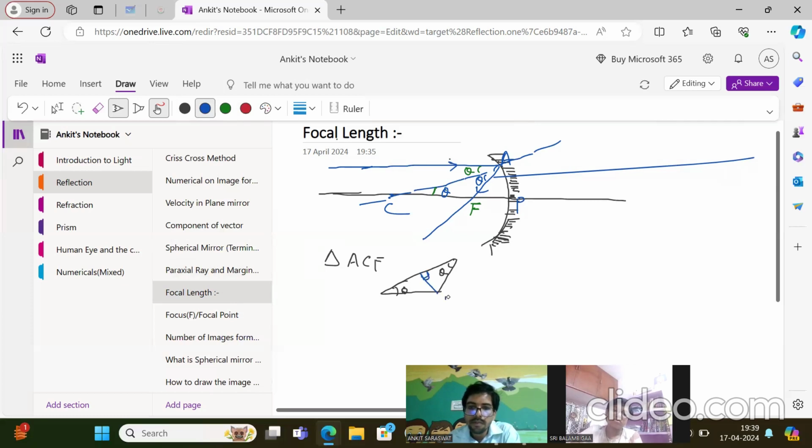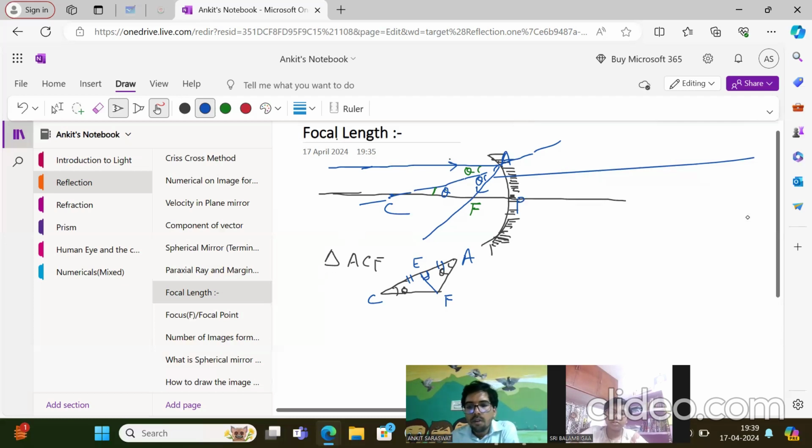Clear? A, C, let this be E. If you draw a perpendicular, it will divide the side into equal parts. You know this? Yes, sir. In the case of an isosceles triangle, if two angles are equal and you draw a perpendicular from any point to that side, then this will be equal. You know this or not? Yes, sir. I know, sir.